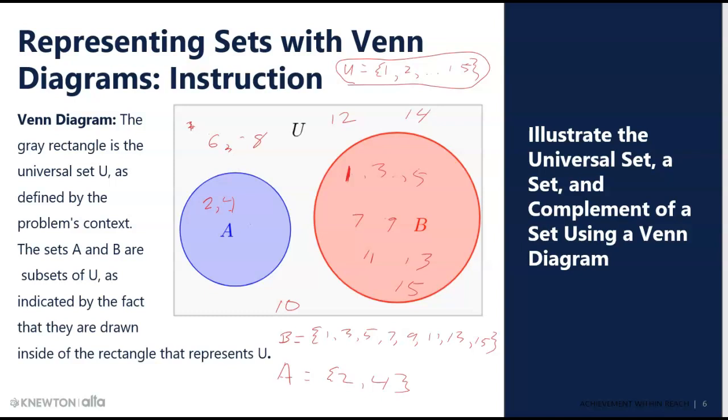In this case, our set is disjoint, so we don't need to show an overlap. You'll see that you can still show the circles overlapping and just not put anything in the overlap, and that'll also mean they are disjoint.